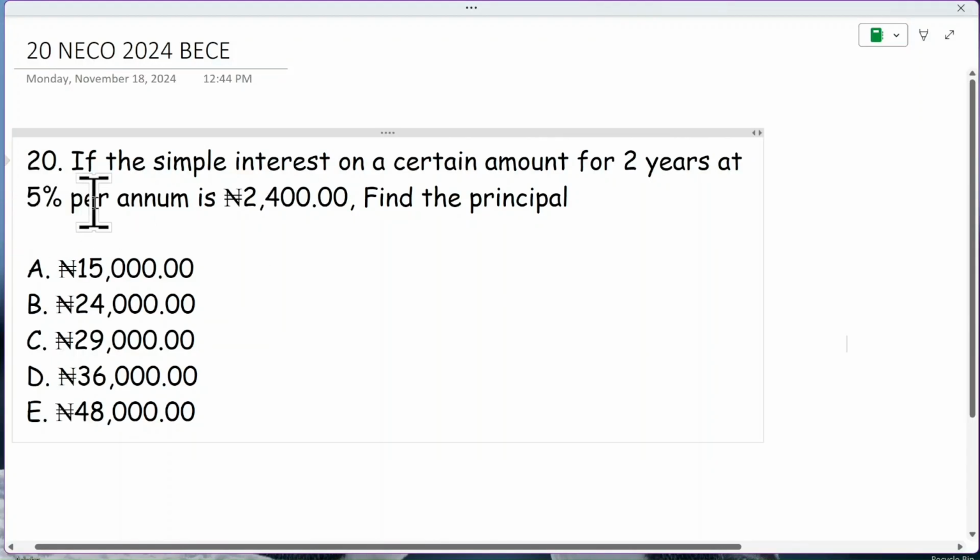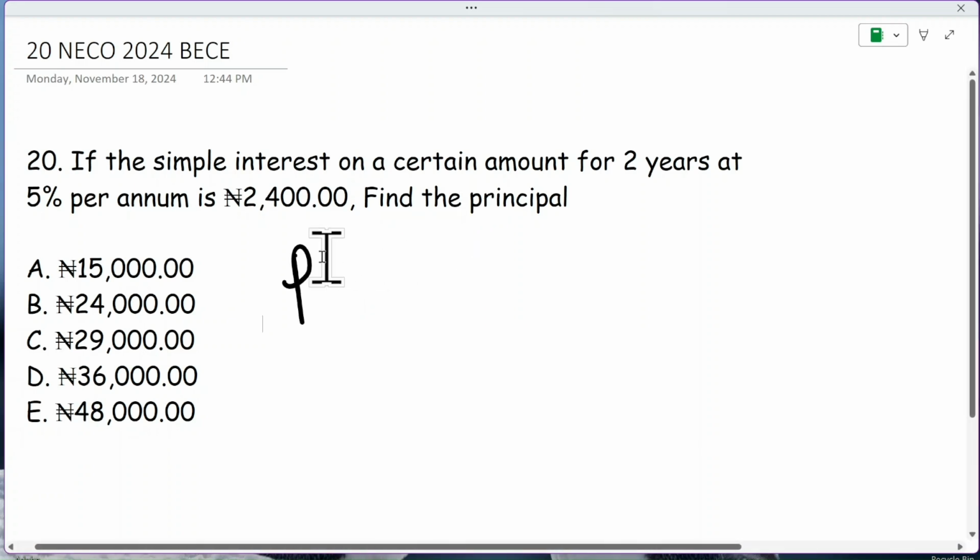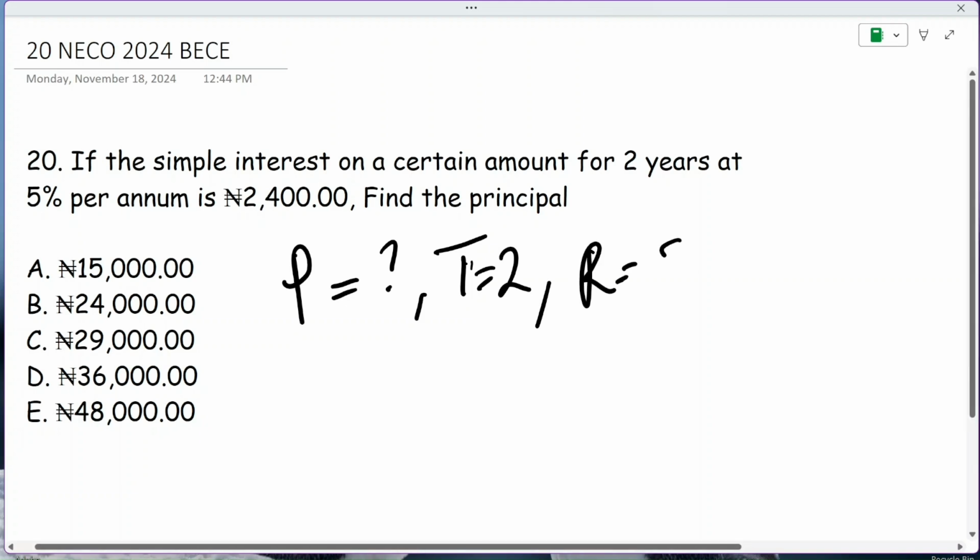Question 20. If the simple interest on a certain amount for 2 years at 5% per annum is 2,400, find the principal. Let's write out the data from the question. Now they say if the simple interest on a certain amount is the principal, that means you don't have a principal. That's why the question says find the principal. It is unknown. You can put it as unknown. For 2 years, the time is 2 years. The rate, that's 5% per annum. The rate is 5%. And the simple interest, SI, is 2,400.